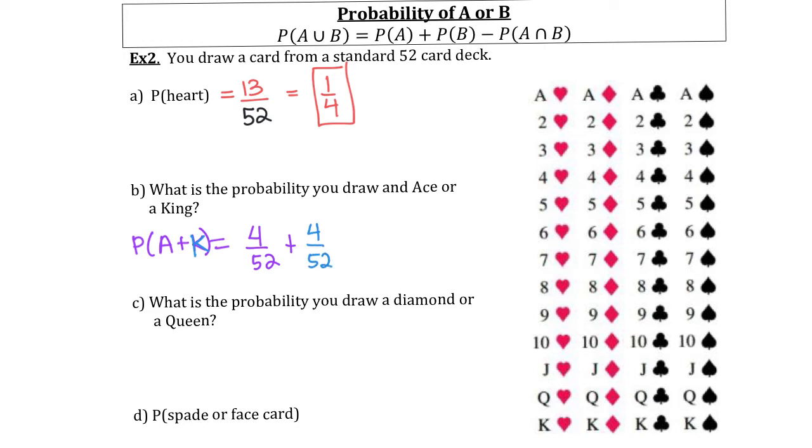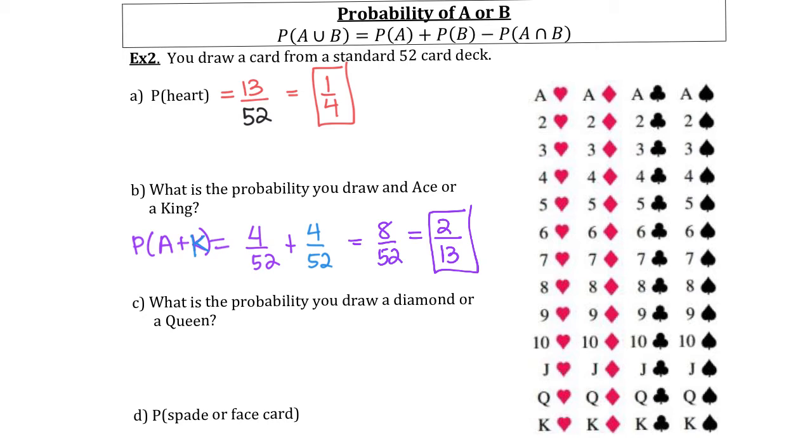This rule says I need to subtract any overlapping things. So what's the probability I will pull a card that is an ace and a king? There's no card that is both an ace and a king, so that's irrelevant in this particular problem. So I get 8 over 52. I'm going to simplify this by 4, 2 over 13. And keep in mind that WebAssign does sometimes ask you for a decimal instead.